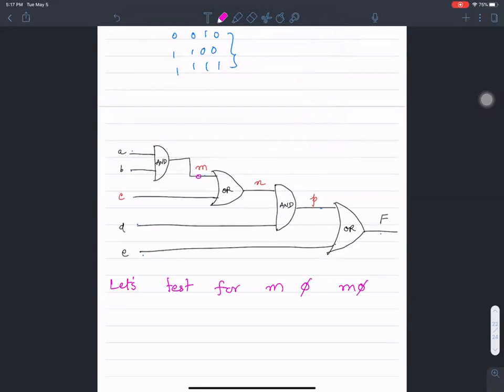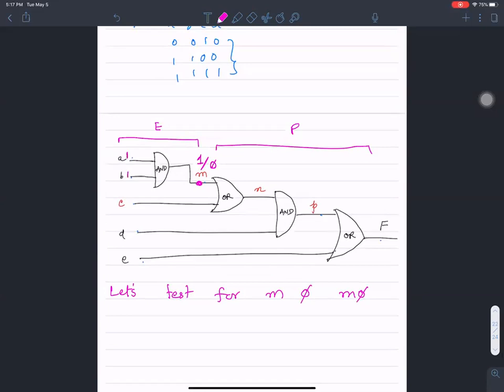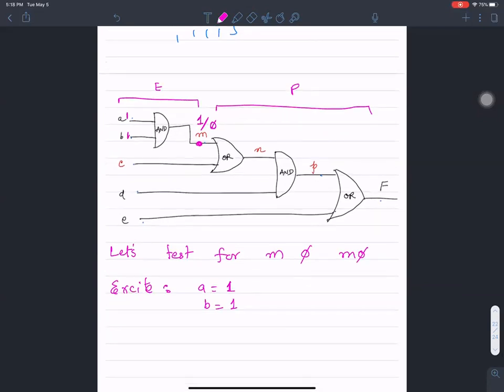In order to test for M0, there are two parts to that. I first have to do the excitation part, and then I have to do the propagation part. I'm testing for a fault 0, so I try to put a 1 on here. In order to put a 1 on there, I should make the value of A 1 and B 1. That's what makes M value 1. So excitation, as a part of that, I pick A equals 1 and B equals 1. So we have arrived at 2/5, a small part of the entire input test vector that I have to apply.